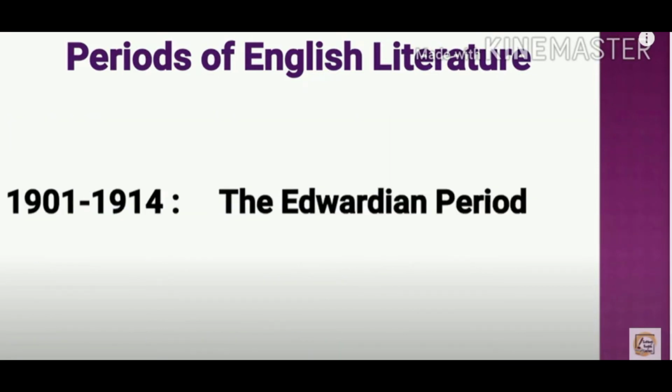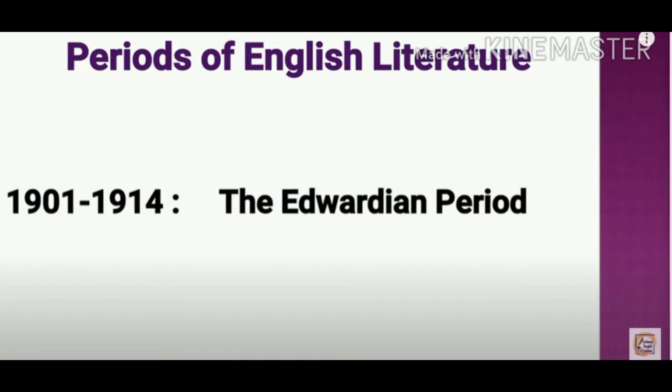Okay, the next period of English literature is the Edwardian period, the span where the Victorian period ended and World War I began, marked by the reign of King Edward. This was the period where Thomas Hardy gave up writing novels for the love of poetry, and William Butler Yeats and Rudyard Kipling made a name of their own in the field of poetry.